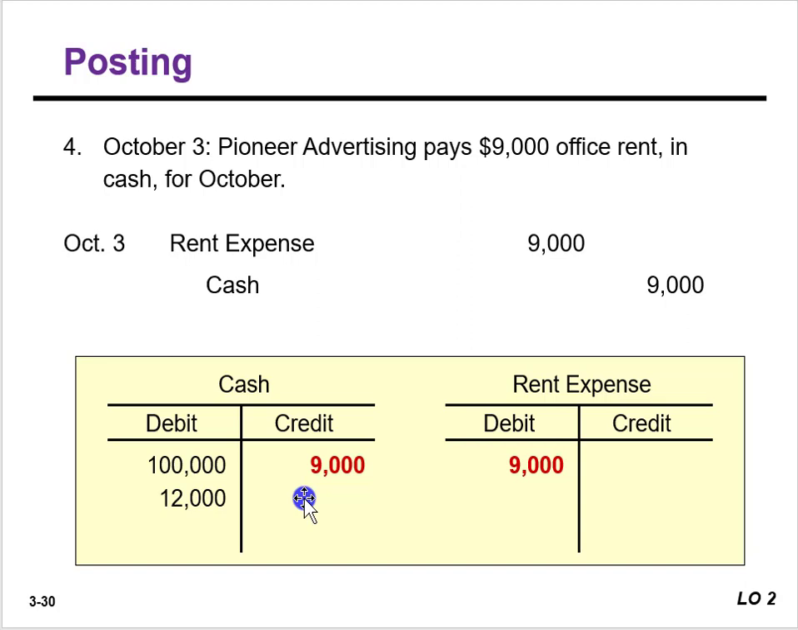October 3rd, Pioneer Advertising pays $9,000 office rent in cash for October. And so here you have rent expense for $9,000 and cash is paid out for $9,000. And so you're going to credit cash for $9,000 and debit rent expense for $9,000.